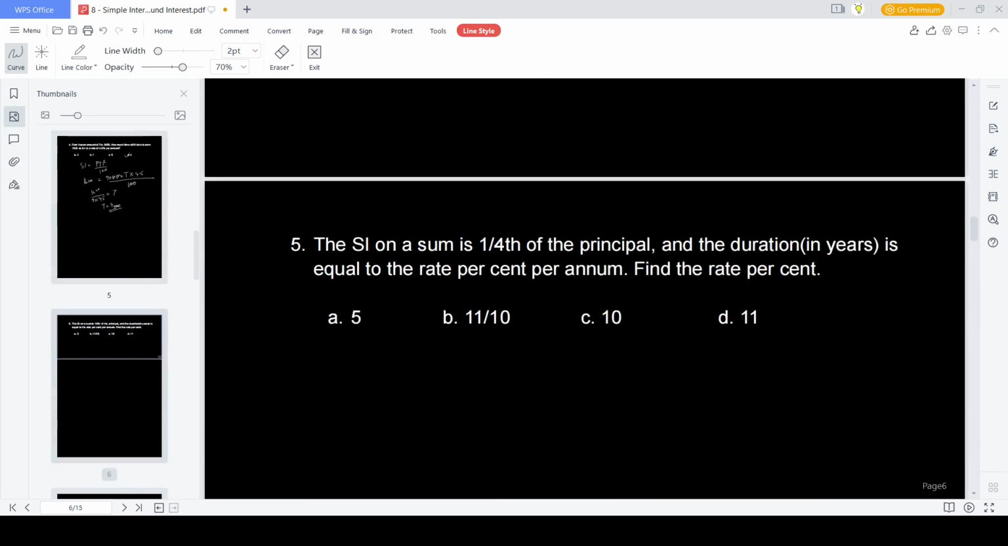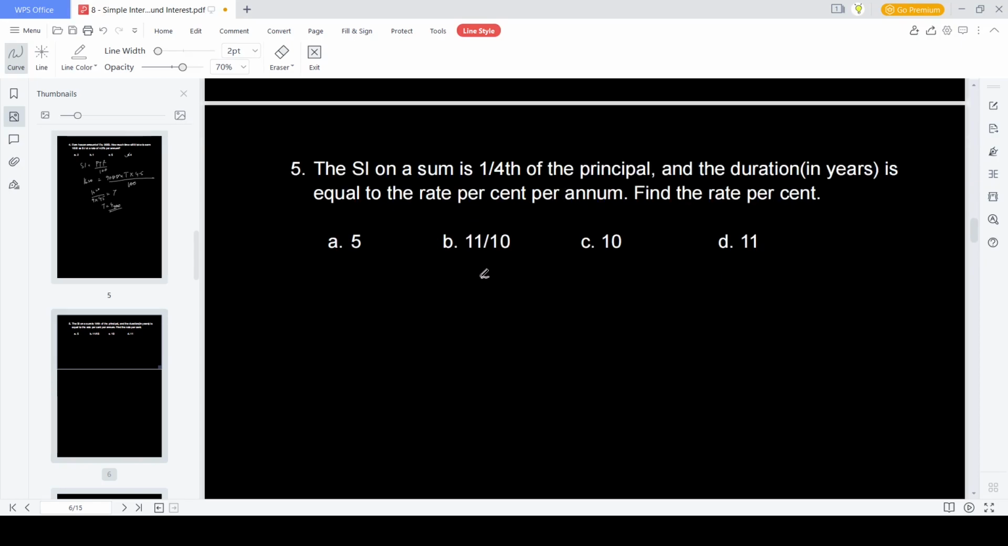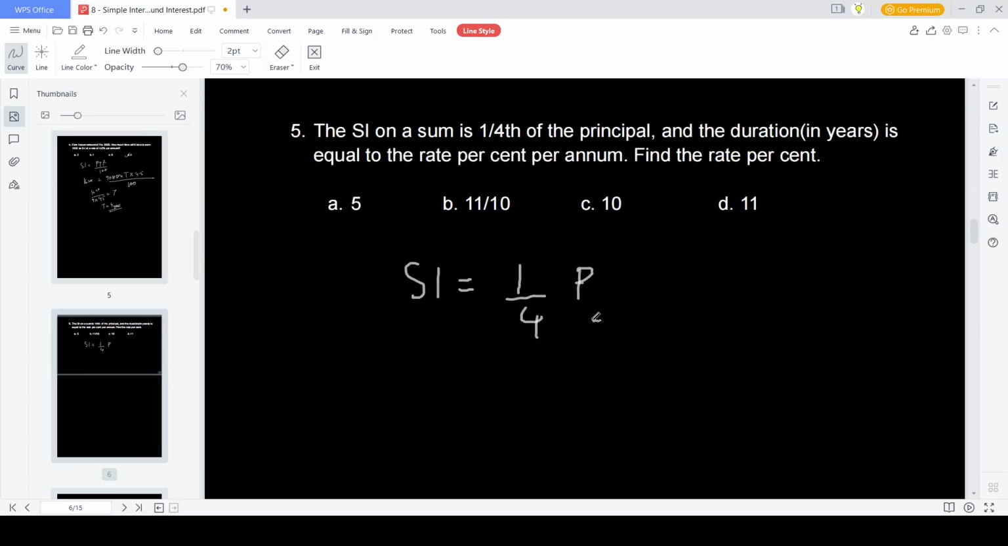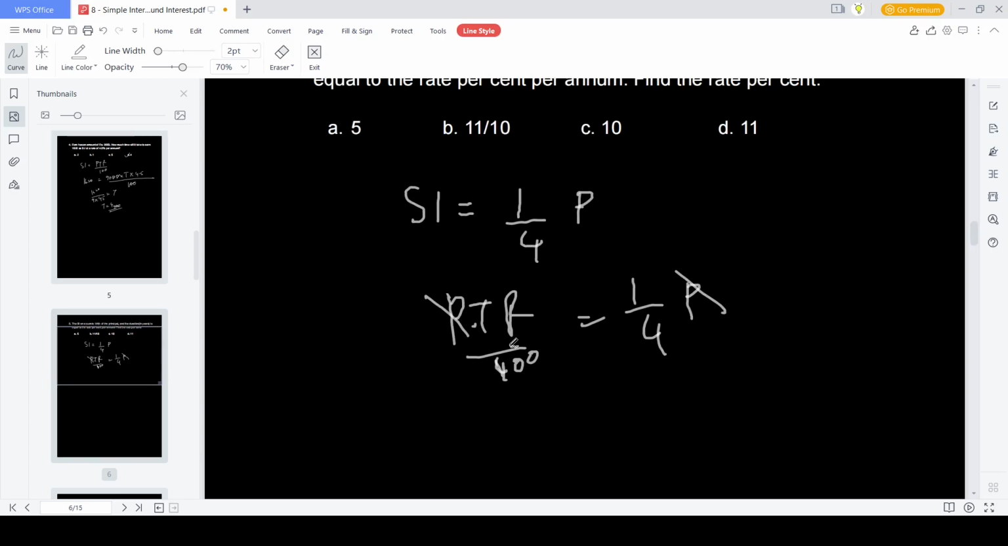Next question. The SI of a sum is 1/4 its principal and the duration is equal to the rate percent per annum. Find the rate. Simple interest is nothing but 1 by 4 times the principal. So we can write this as simple interest is nothing but PTR by 100, equal to 1 by 4 P. Now we can cancel P and P because it is the principal amount.